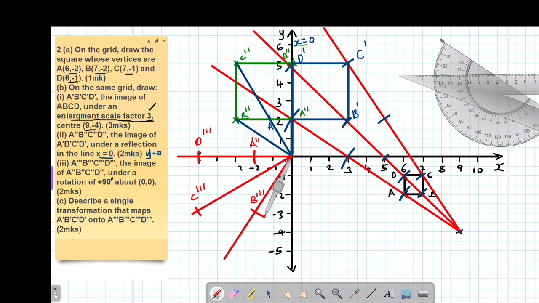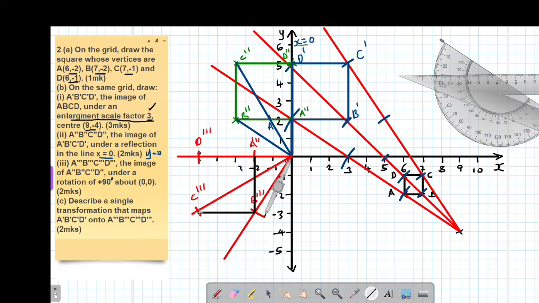After that, of course, I'm going to connect the points A prime prime to B prime prime. So let me connect this. Let me use a different ink. So let me connect A prime prime to B prime prime. Then B prime prime should be connected to C prime prime.